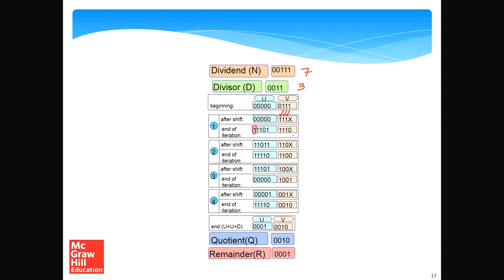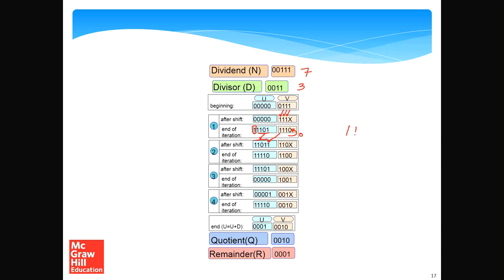So hence we set the quotient bit, q4, to 0. Alright, so after this we perform one more shift. So we have 1101. So 1101 gets shifted to here. 1 gets shifted here, and here we have 110, and we have one bit that we'll fill later. So this number is negative. Since this number is negative, what we do is that instead of subtracting, we actually add the divisor.